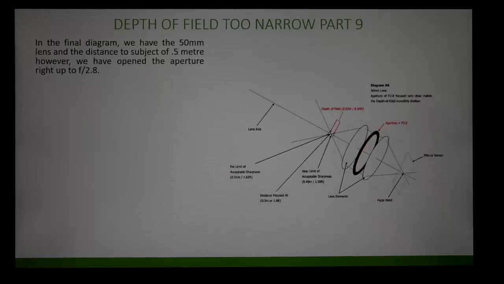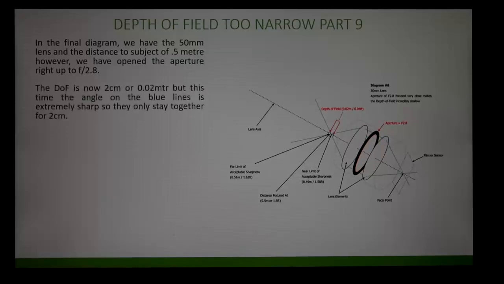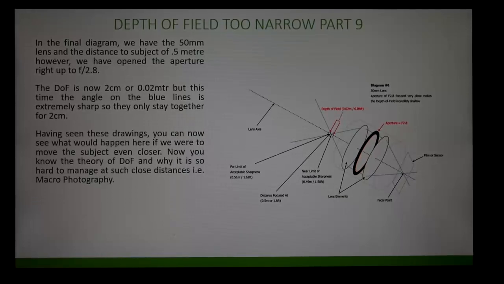In the final diagram, we have the 50mm lens and the distance to subject of 0.5 of a meter, and we have opened the aperture right up to f2.8. The depth of field is now 2 centimeters or 0.02 of a meter, but this time the angle on the blue lines is extremely sharp, so they only stay together for 2 centimeters. Having seen these drawings, you can now see what would happen here if we were to move the subject even closer. Now you know the theory of depth of field and why it is so hard to manage at such close distances, i.e. macro photography.